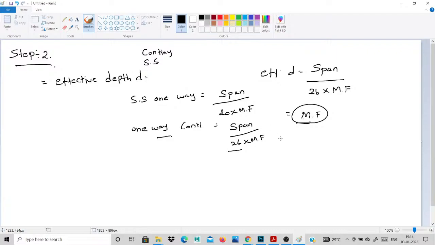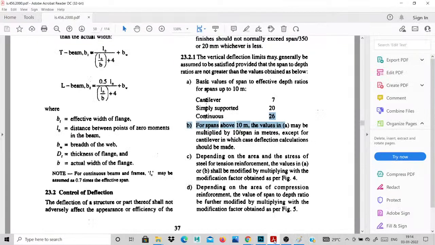Two things will be needed for the calculation of your modification factor. One is the steel stress. Another one is the percentage of tension reinforcement. These two things are needed to calculate the modification factor.